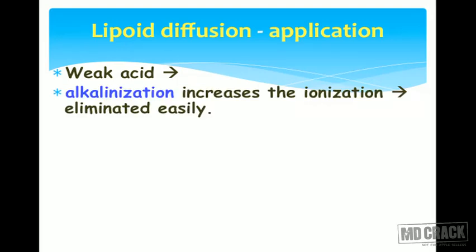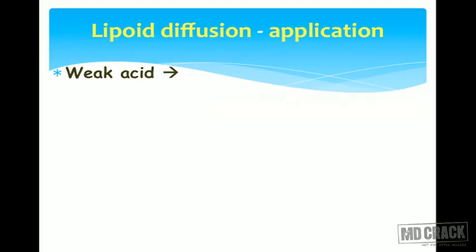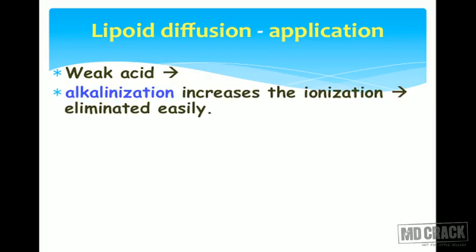We are not learning this just for the sake of understanding the theory. It's got a great application. For example, let's see if you get a poisoning, an overdose of a weak acid. For example, say salicylates or weak acids. So if someone eats a large number of aspirin tablets, you call it acute aspirin overdose or acute salicylate poisoning. This is a weak acid.